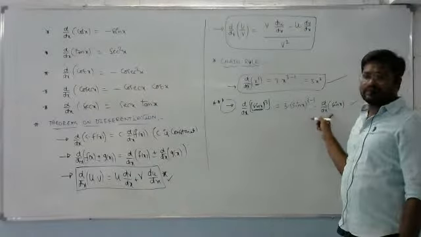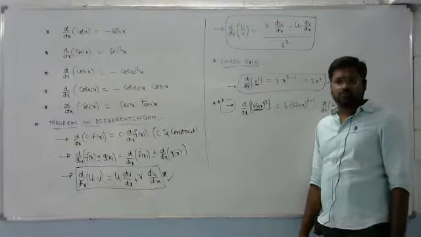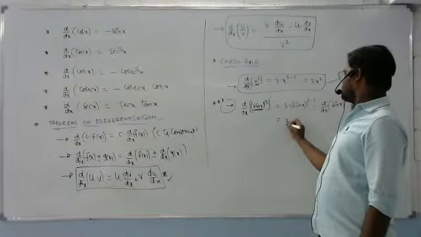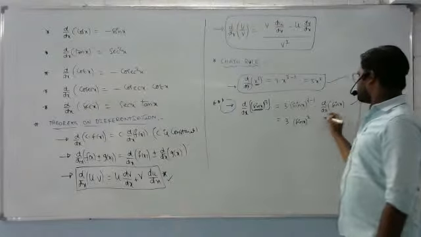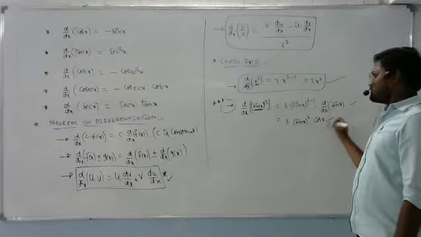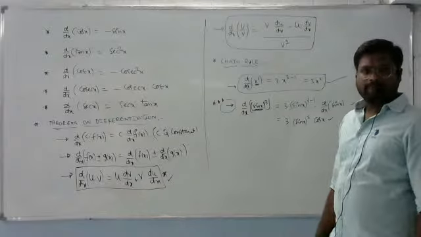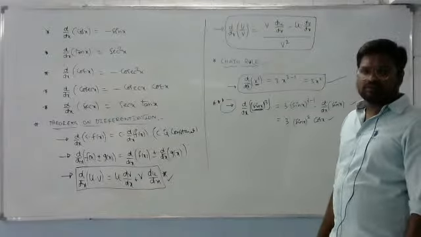But here you have to mention it because d by dx of sin x is not equal to 1. So the answer will be 3 into (sin x) whole square. What is the differentiation of sin x? Cos x. That's it. Understood? So this is the meaning of chain rule.